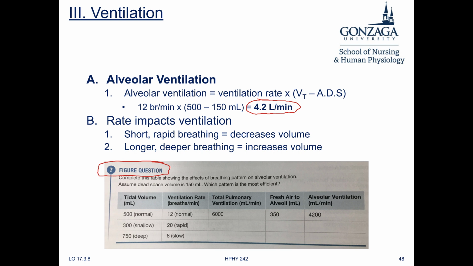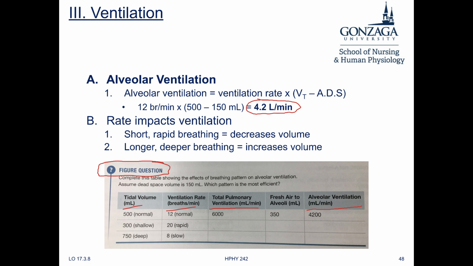Down here, this figure question, I took this from your book. I think this is a good way to get some practice in. What this does is illustrate the point of when your tidal volume changes or when your ventilation rate changes, how does that affect both the total pulmonary ventilation rate and the alveolar ventilation rate? So use the two simple formulas that we just covered to fill out this table, and I think it's really good practice for you.